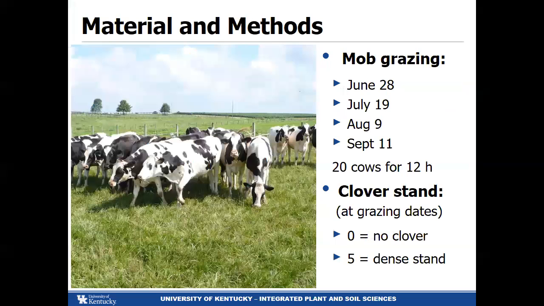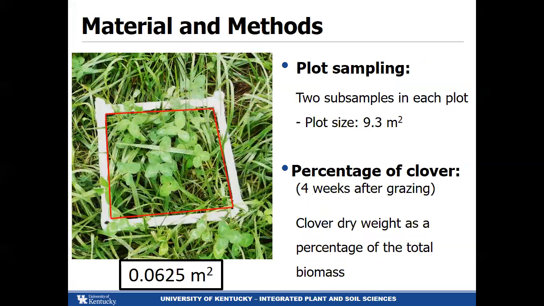We visually evaluated this on a 0 to 5 scale: 0, no clover stand, 5, a dense stand. We also subsampled the plots to evaluate the percentage of clover in terms of biomass, the amount of clover relative to the whole mix, clover plus fescue. We collected the clover stand at grazing dates, and this was evaluated about 4 weeks after each grazing day.